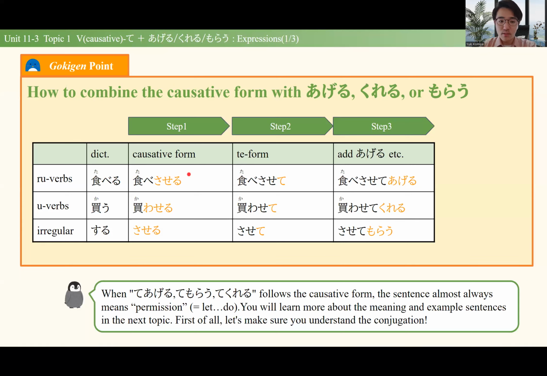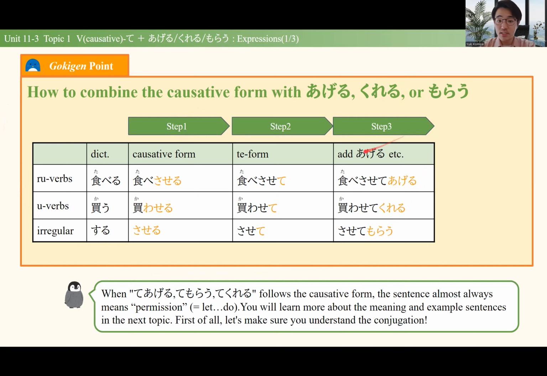So the causative forms, basically you can treat them as a normal る verb. It's all ending in せる. So you can create the て form by replacing the る with て. 食べさせて, 買わせて, させて. Finally, we want to add the giving, receiving verbs. あげる, くれる, もらう. So 食べさせてあげる, くれる, もらう. 買わせてあげる, くれる, もらう. させてあげる, させてもらう, させてくれる. Stuff like that.